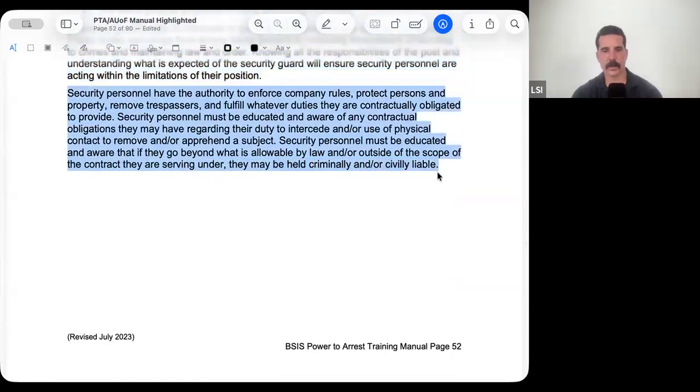All right, and it continues. Security personnel have the authority to enforce company rules, protect persons and property, remove trespassers, and fulfill whatever duties they are contractually obligated to provide. Security personnel must be educated and aware of any contractual obligations they may have regarding their duty to intercede and/or use of physical contact to remove and/or apprehend a subject. Security personnel must be educated and aware that if they go beyond what is allowable by law and/or outside of the scope of the contract they are serving under, they may be held criminally and/or civilly liable.